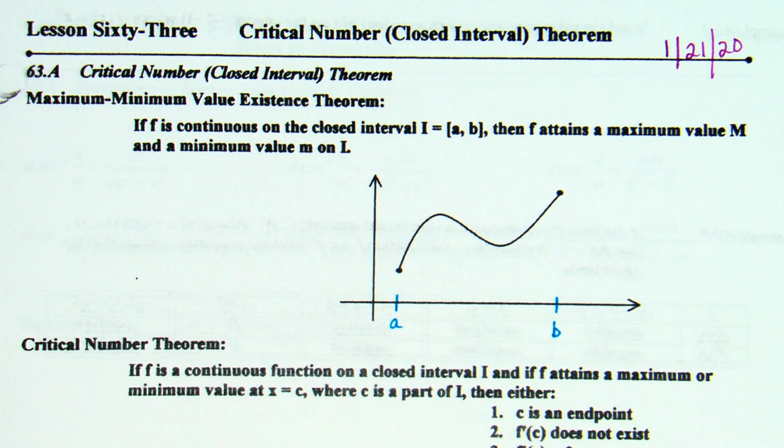So all it's saying is that if you've got this drawing on this certain interval, somewhere there is a max and somewhere there is a min. It just guarantees the existence. And if you think about it, to me it makes sense, right? You draw something, there's got to be a high point, there's got to be a low point. And that's what this is saying. Okay? So that is your maximum minimum value existence theorem. Okay. Continuing. Critical number theorem.